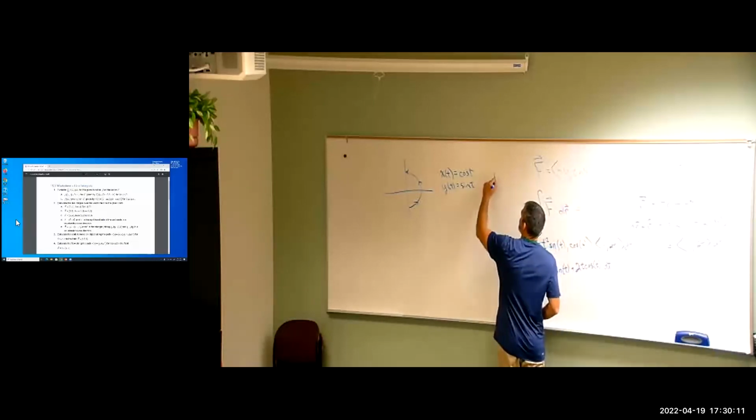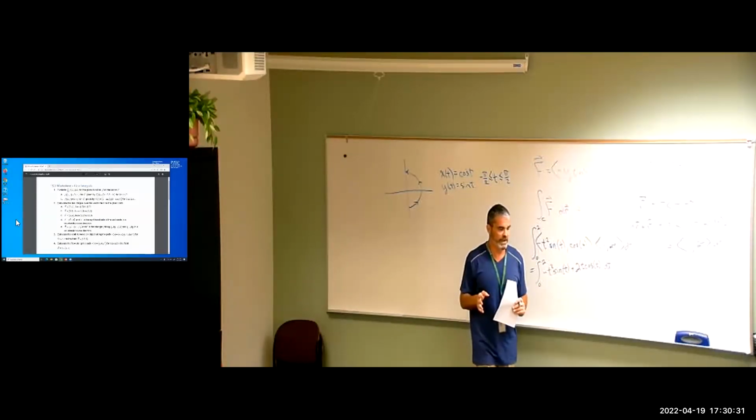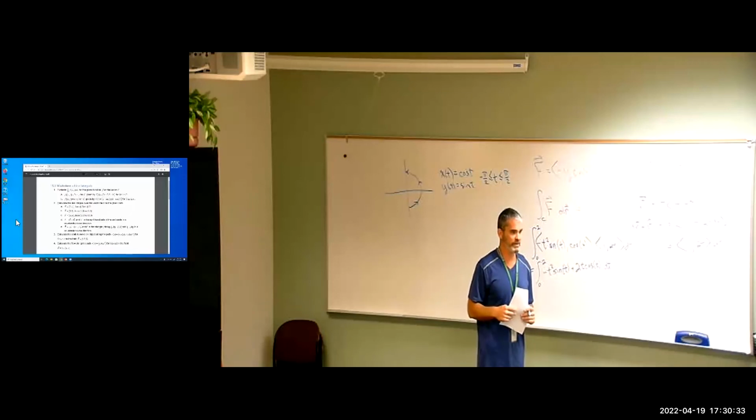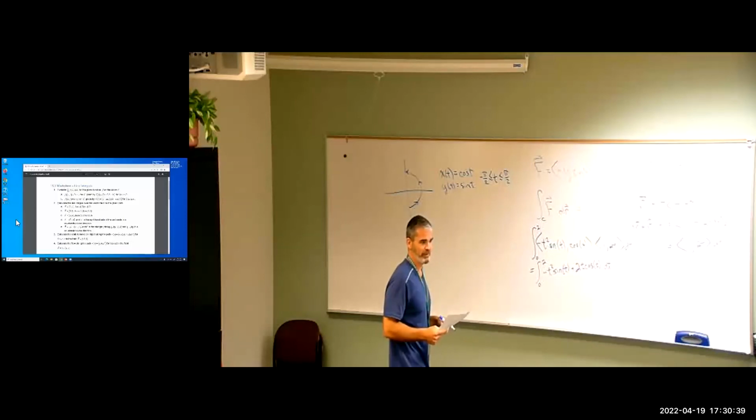So t is going to have to go from negative pi over 2 to pi. These vector fields don't have to be symmetric. Okay. So that's one parameterization you can use for that one.